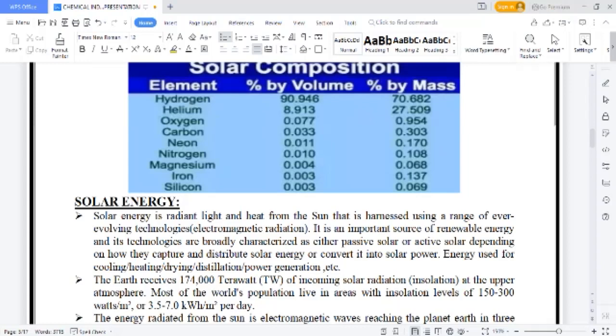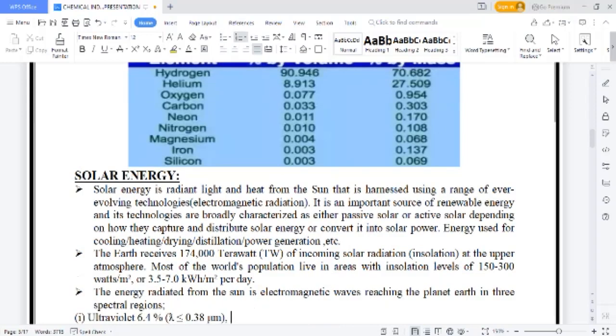The Earth receives 1,74,000 terawatt of incoming solar radiation, which is called insolation, at the upper atmosphere. Most of the world's population live in areas with insolation levels of 150 to 300 watt per meter square, or 3.5 to 7.0 kilowatt hour per meter square per day.